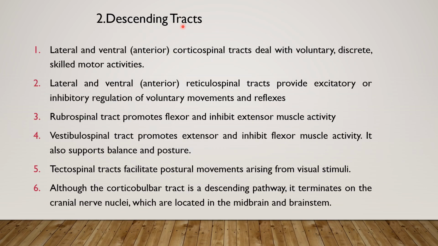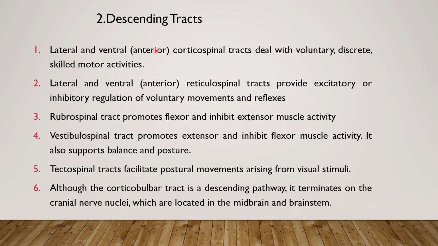Now let us see about the descending tracts. They are motor in nature. That means they relay information from the brain to different parts of the body involved in different motor activities. They are the lateral and ventral corticospinal tracts, lateral and ventral reticulospinal tracts, rubrospinal tract, vestibulospinal tract, tectospinal tract, and corticobulbar tract. So here the word spinal comes as a suffix. That means it ends in the spinal cord and starts from a different area of the brain.